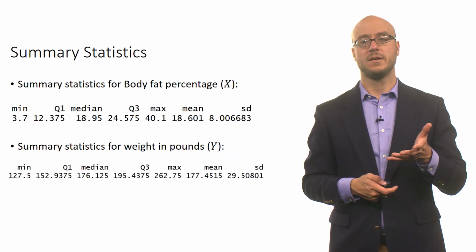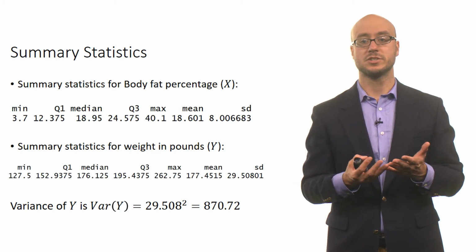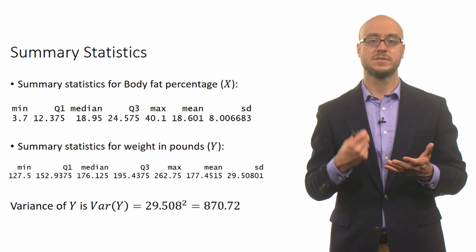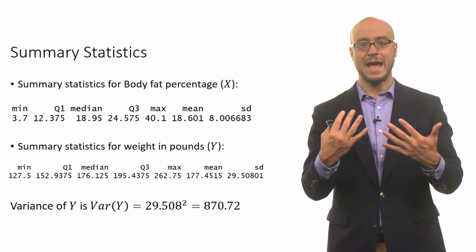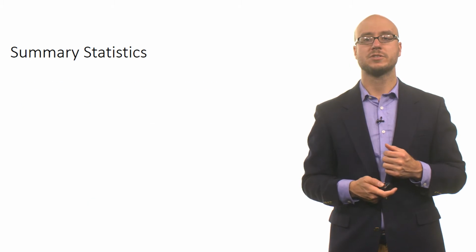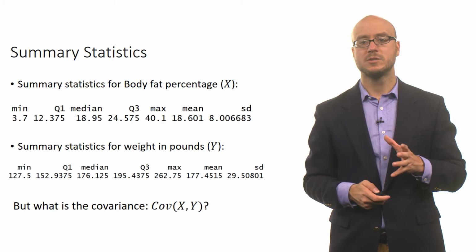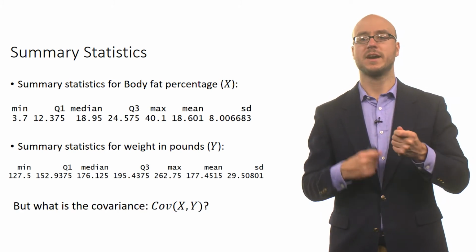For the variable of weight in pounds, the variance is the standard deviation squared again. So it's 29.5 squared, which is 870. So we have a variance of y and a variance of x. We have two measures of variability. But when we look at covariance, what we want to know is what's the covariance of x and y. We have the variance of x, we have the variance of y, but how do they covary together? How does x relate to y? How does the variability in x relate to the variability of y? That's what covariance is all about.